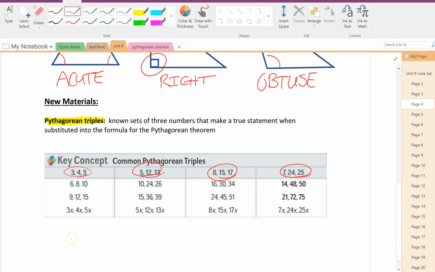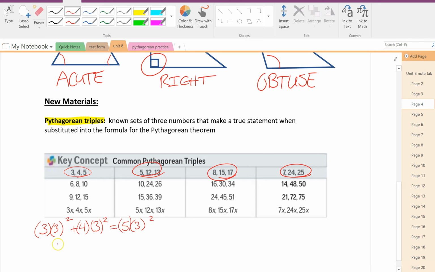So there are the four at the top: 3, 4, 5; 5, 12, 13; 8, 15, 17; 7, 24, 25. But we also know that if I multiply these three numbers by the same number, so let's say I did 3 times 3, 4 times 3, and 5 times 3. Right, so I did 3 times 3, and I square that. And I did 4 times 3, and I square that. It's going to give me whatever 5 times 3 squared is.